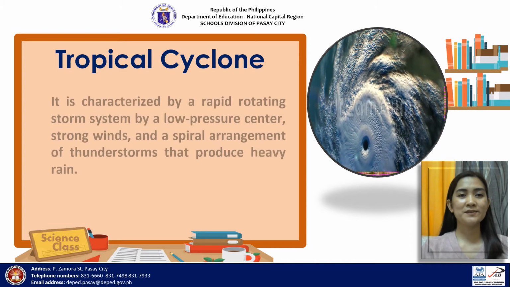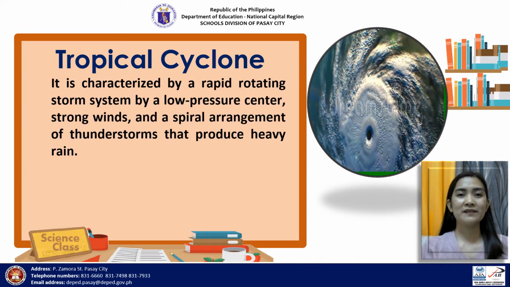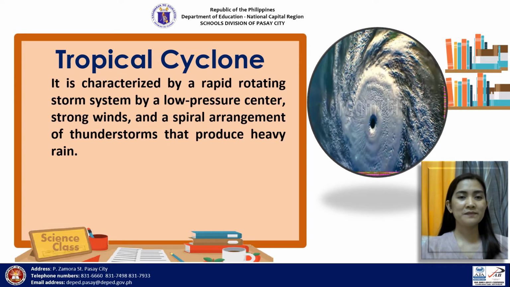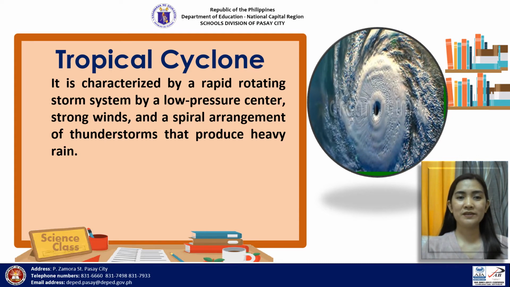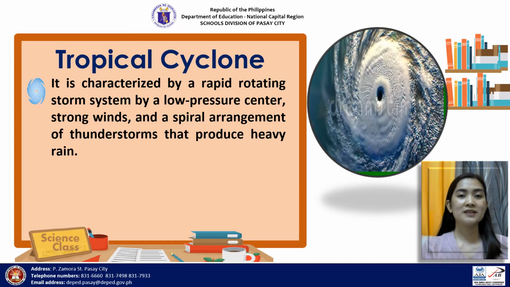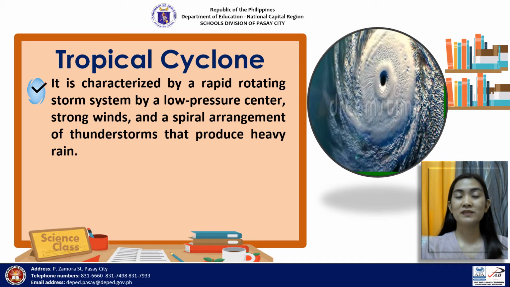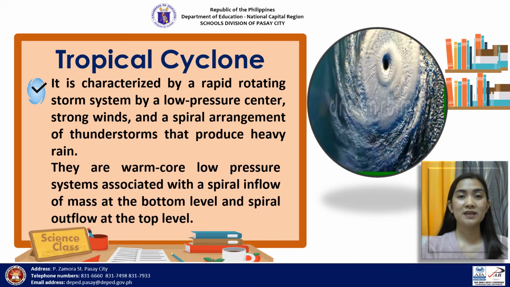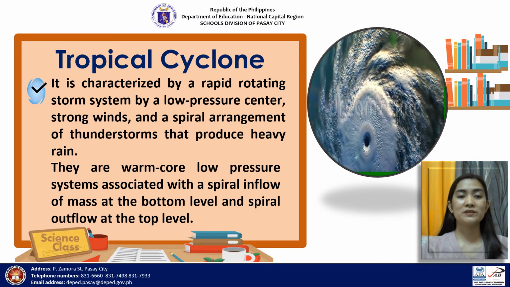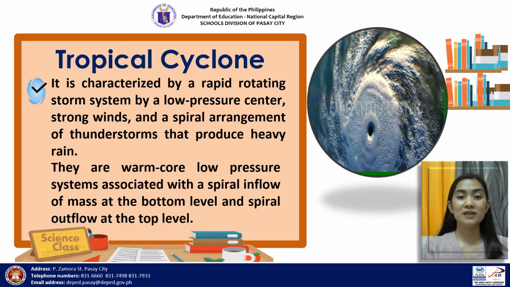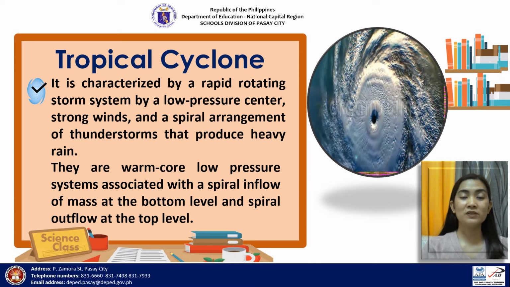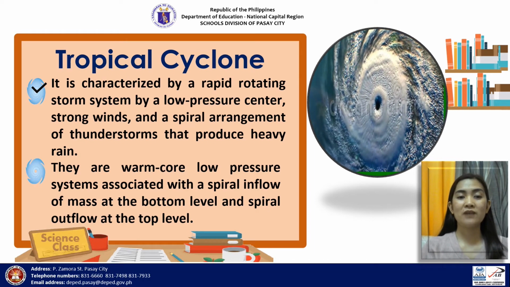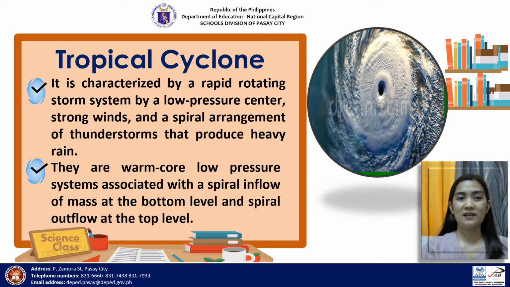Tropical cyclones are characterized by a rapidly rotating storm system with a low pressure center, strong winds, and spiral arrangement of thunderstorms that produces heavy rains. They are warm core, low pressure systems associated with the spiral inflow of mass at the bottom level and spiral outflow at the top level.